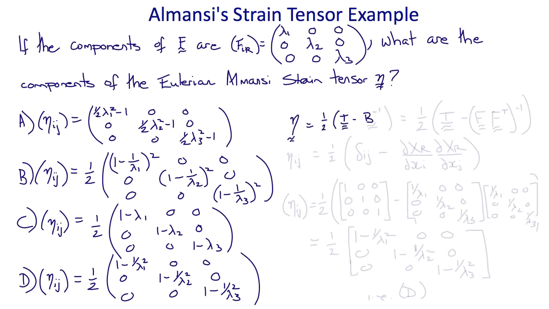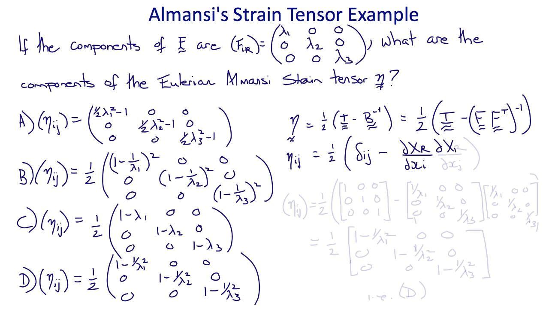Well, eta is 1/2 of I minus B inverse, where B is F F transpose, so we get 1/2 of I minus F F transpose inversed. In index notation, this is eta_ij equals 1/2 of delta_ij minus ∂Xr/∂xi times ∂Xr/∂xj, where these are the inverse of the deformation gradients.